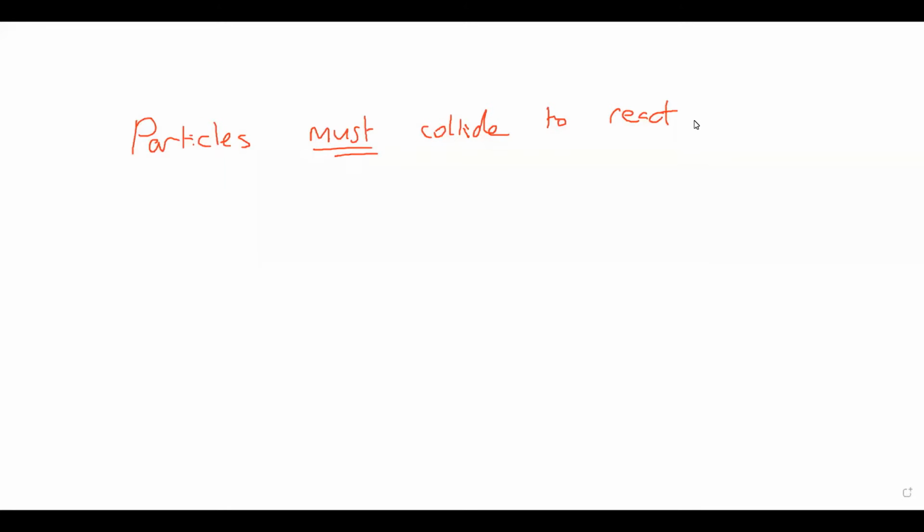So in order for a reaction to occur, particles have to collide. They have to hit each other in order for a reaction to actually happen. Now, they have to collide with the right orientation and also with the right energy. So particles in a solution are always moving around and always bumping into each other.